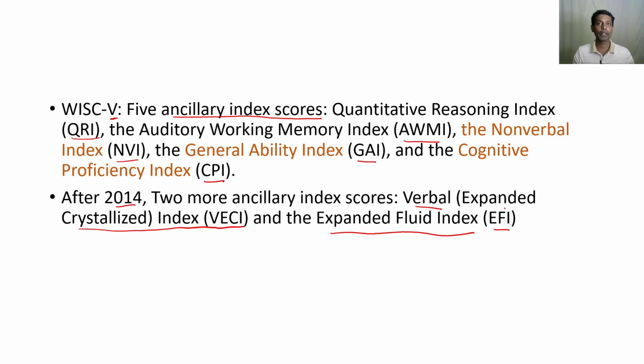When you discuss another intelligence test, the Kaufman intelligence test, you will find these things are merging a little bit, the Kaufman intelligence test and the Wechsler intelligence test. So in 2014, these ancillary index scores were proposed as a contribution to that. When you look at the original WISC-5, the first publication, you will not find these two.